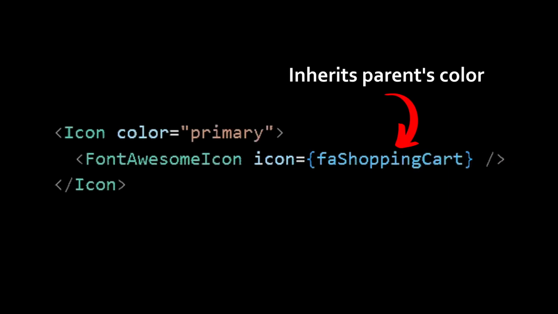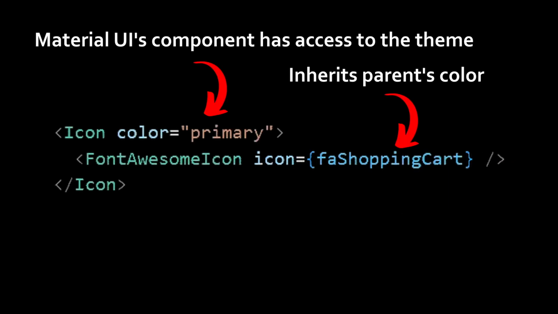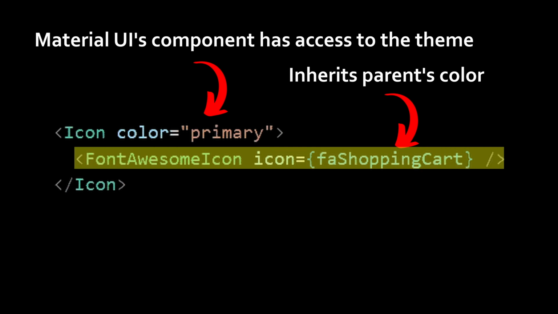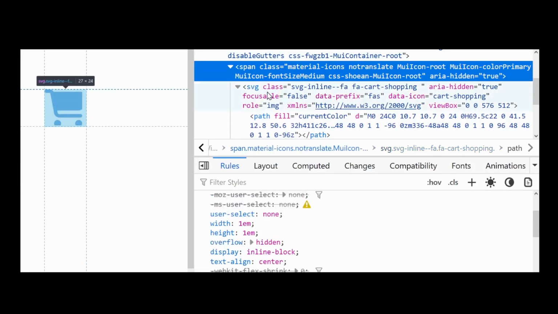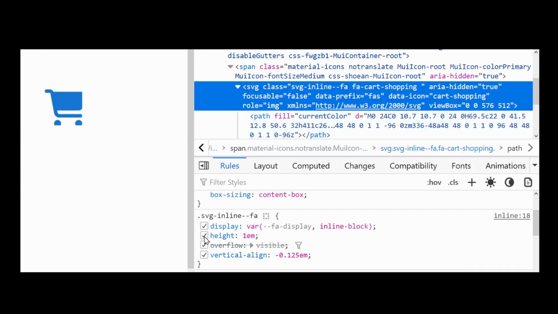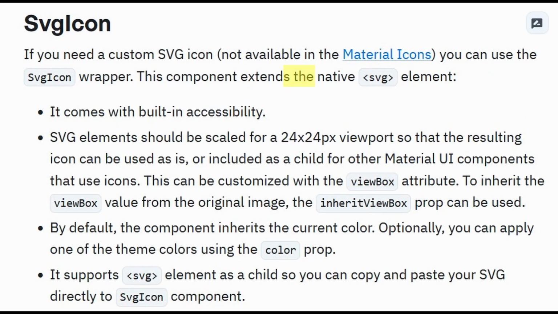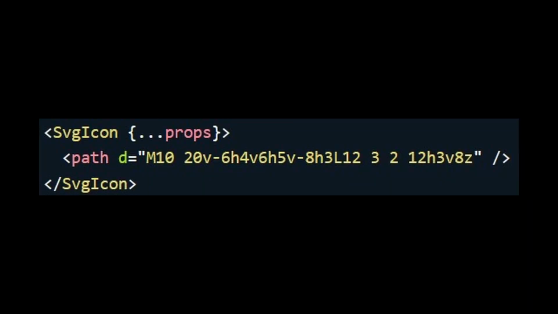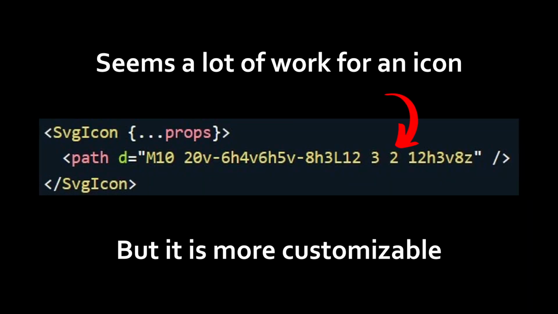If you prefer instead to have all of Material's capabilities, then you can set it up inside the icon component. However, you will have to modify this CSS class for it to not be cropped, because Material and Font Awesome are built different. You can also use the SVG icon component, but you will have to pass the path every time, and that just seems too time consuming, but feel free to indulge in it.